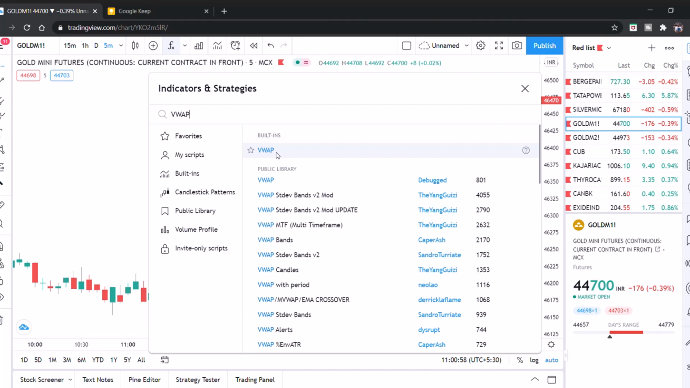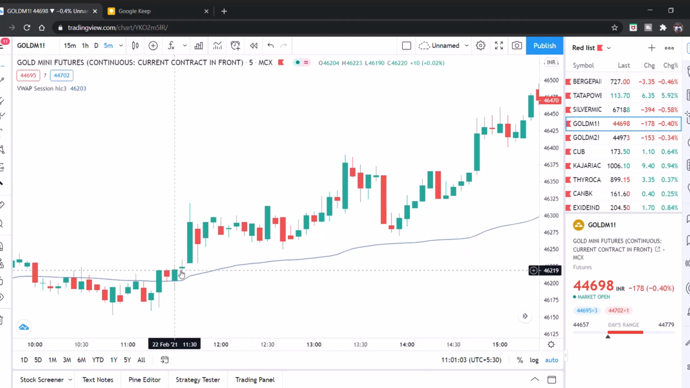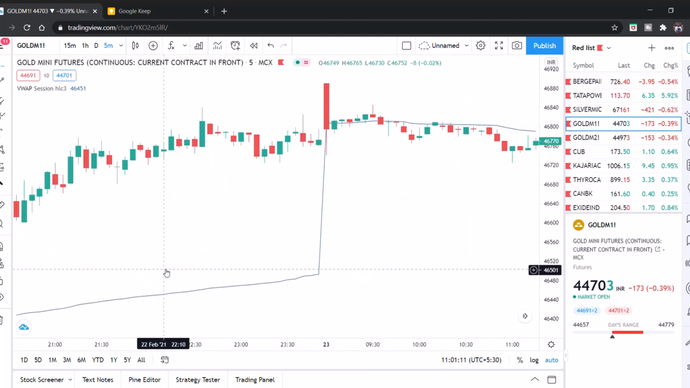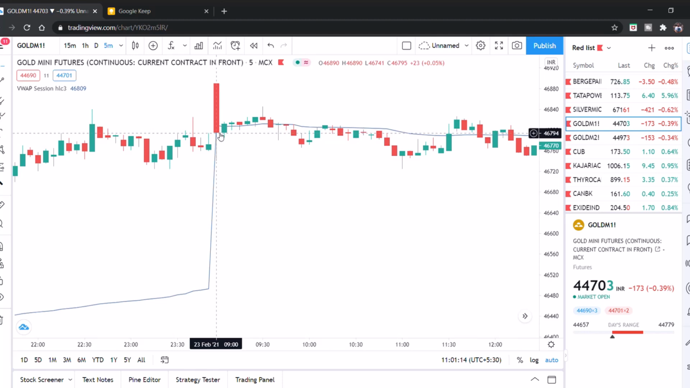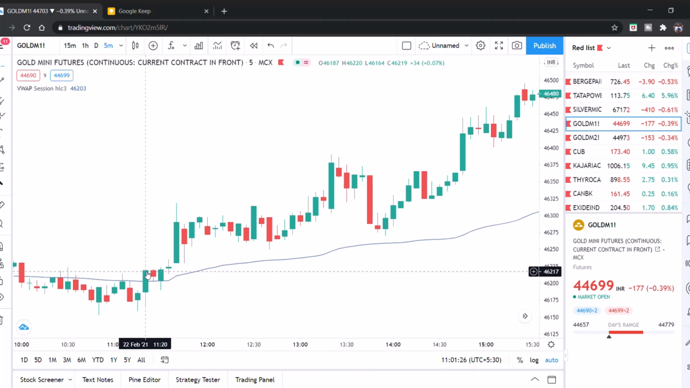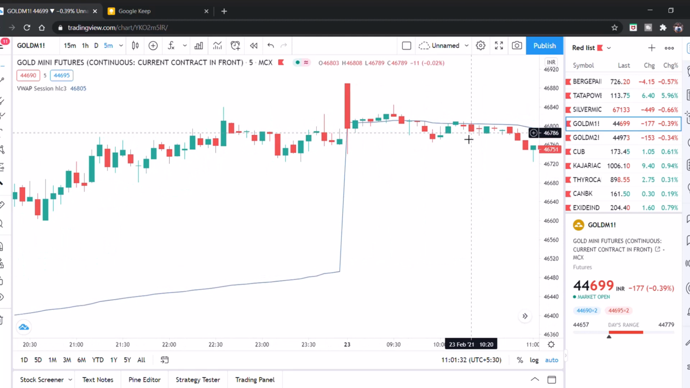So we'll add a very basic indicator called VWAP, and we'll follow a very basic strategy. Every time the candle closes above the VWAP line, we will buy, and every time it closes below the VWAP line, we will sell. So you might notice in the candle's wicks here, the price goes above the line. But we take the trade only after the price closes above the line. So we can enter here when it closes above the line and exit here when it closes below the line.